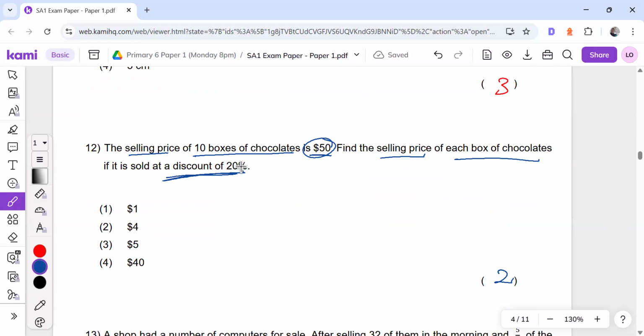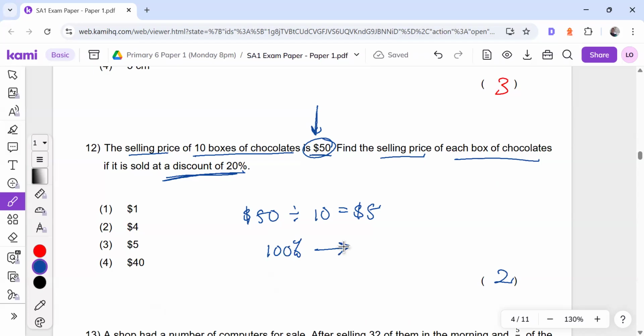So you need to understand this $50 is what kind of money? That is the original money, no discount yet. So you have to find how much is the starting price after discount. You can find how much is one box first. One box, how much without the discount? One box costs $5 without discount, and without discount, that will be 100%.